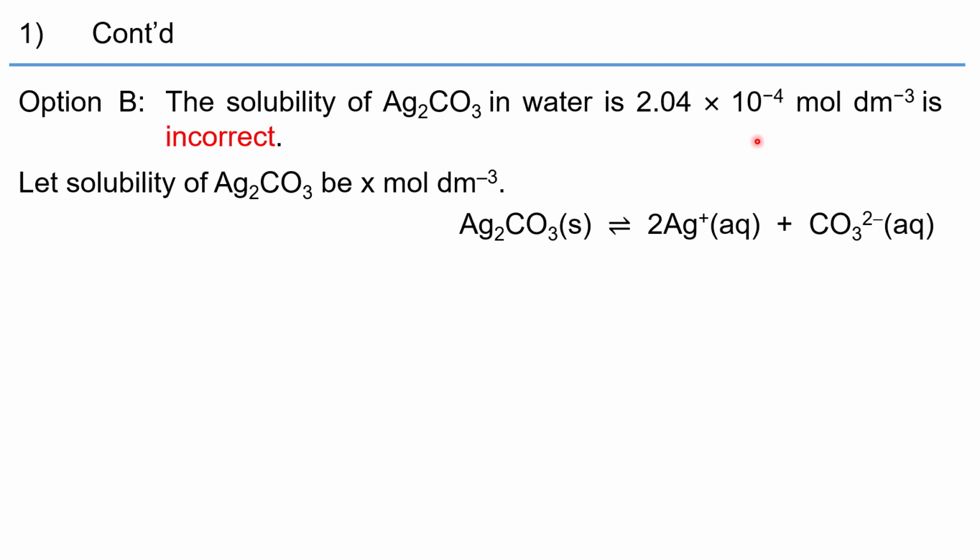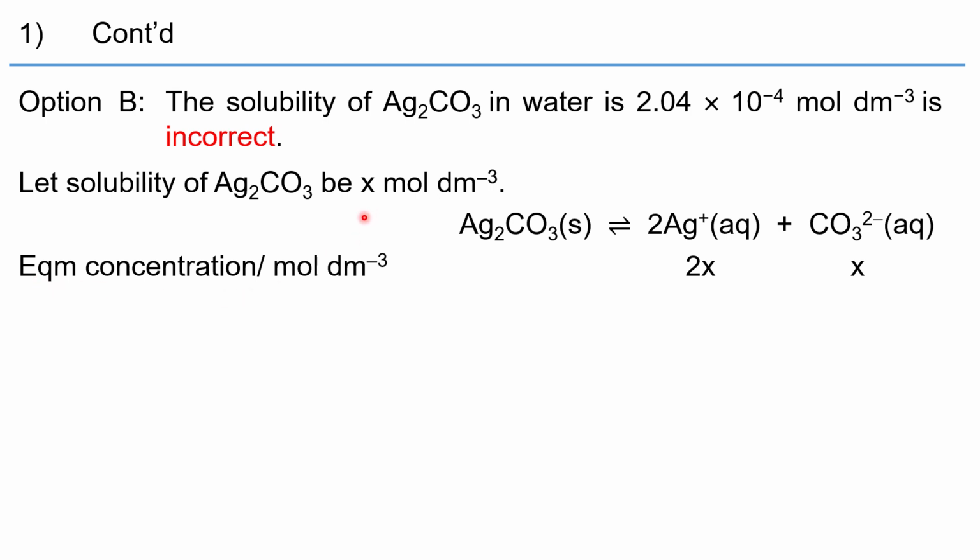Now, for the dissolving of your silver carbonate, you can write it as silver carbonate. Please take note, remember, all carbonates are insoluble, except for sodium, potassium, and ammonium carbonate. So for this case, it will be sparingly soluble. We will use a reversible arrow to represent it. So your silver carbonate will partially dissolve and dissociate to give you 2 Ag+ and 1 CO3 2-. For the modified ICE table here, you can just focus on the equilibrium concentration.